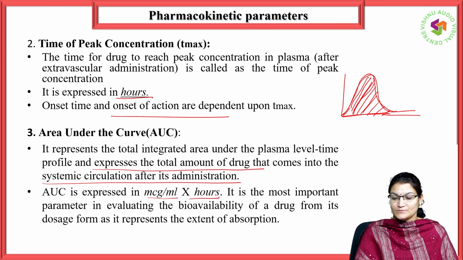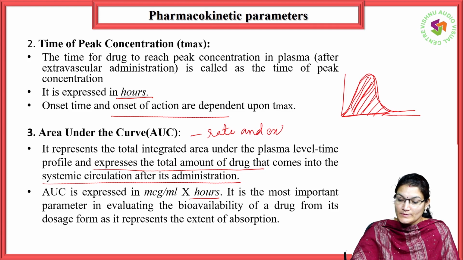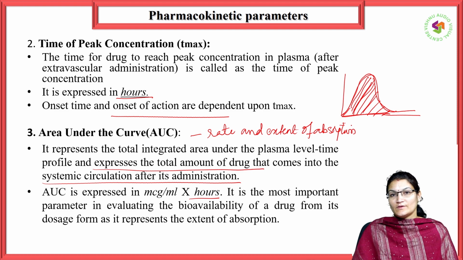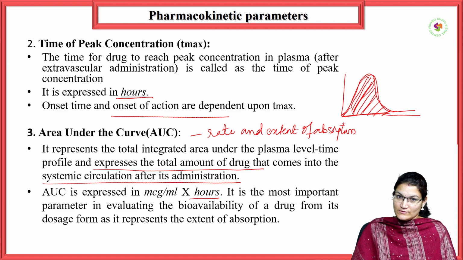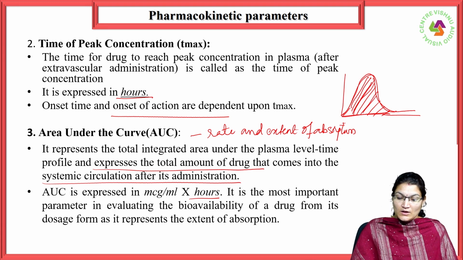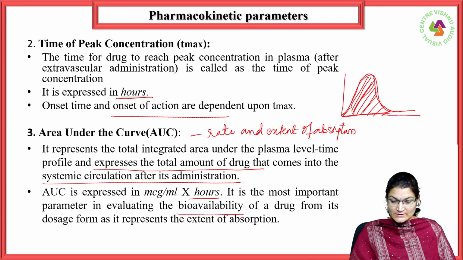with respect to time. So, let me tell you, this will give you both rate and extent of drug absorbed. Rate is nothing but with respect to time, and also it will give you the concentration of drug absorbed into the systemic circulation. So, this is the best and important parameter in measuring the bioavailability of the drug, the amount of drug that is available in the blood circulation.